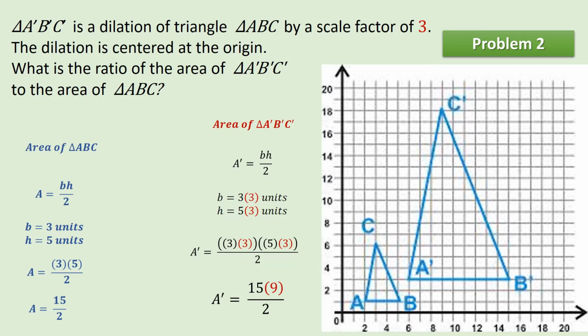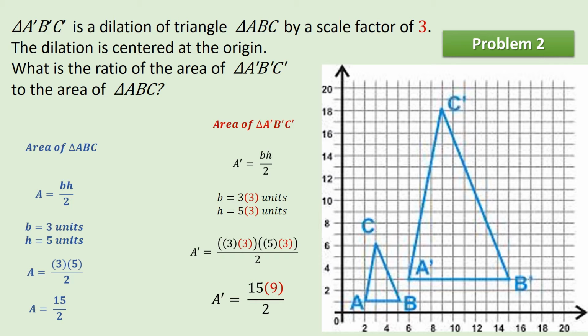But we're talking about the scalar here. What did I do to 3, my scalar, to get 9? I squared it. So if I had a scalar of 10, and my original triangle's area was like 4, I'm going to square 10 and get 100. That's how much the area is going to increase. It's going to increase by 100 times.